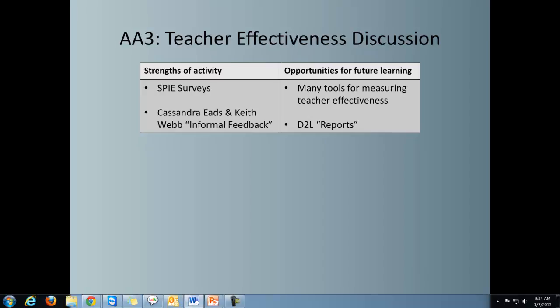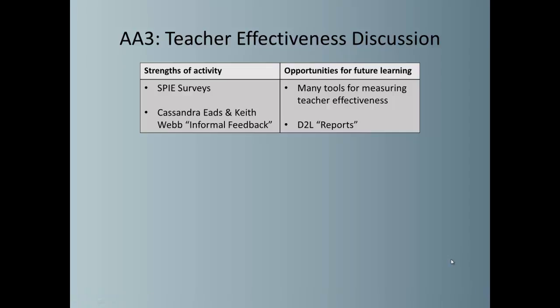The last application activity was the teacher effectiveness discussion. Of course, UCO formally conducts SPY surveys at the end of each semester, and we normally receive the results the following semester. But how about conducting informal feedback? Cassandra Eads mentioned receiving feedback from her colleagues who happened to take her course. If you aren't so lucky, how about asking a colleague to come in and sit in on one of your classes to receive feedback? Keith Webb mentioned asking his students after each project how they felt about the project.